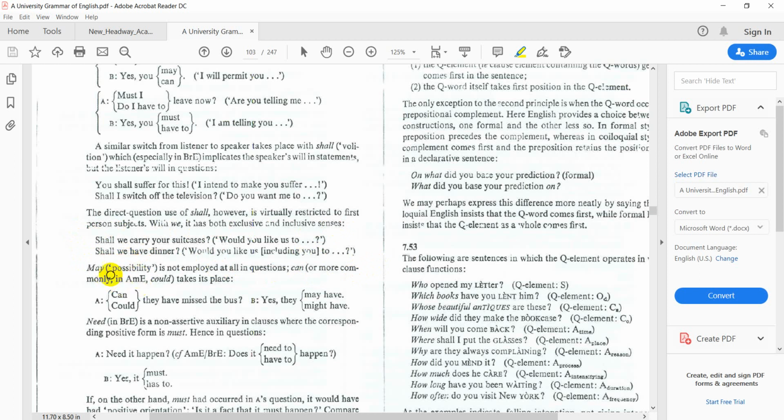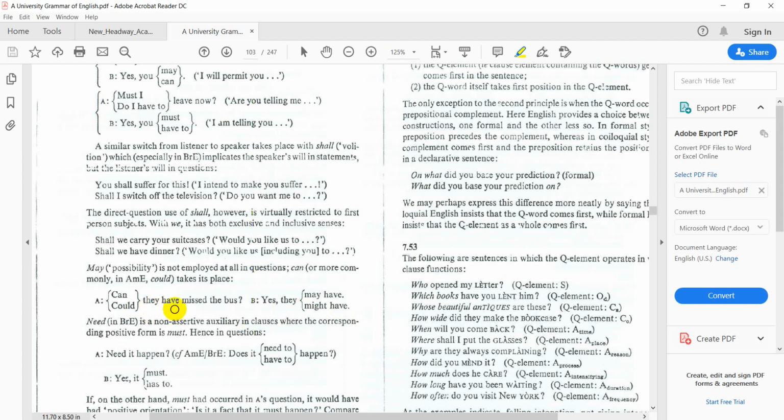intentionally we use shall instead of will. May, if it means possibility, is not employed at all in questions. It is never employed in questions. Instead, if I want to ask with the meaning of possibility, I use can or could. And the statement will be by may, it is possible, or might.